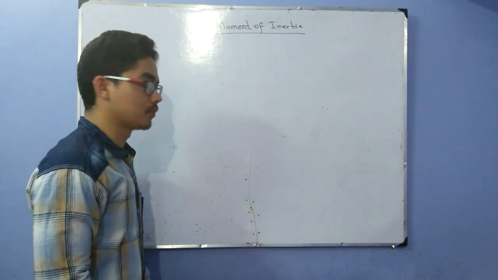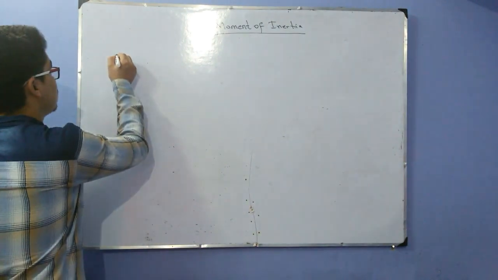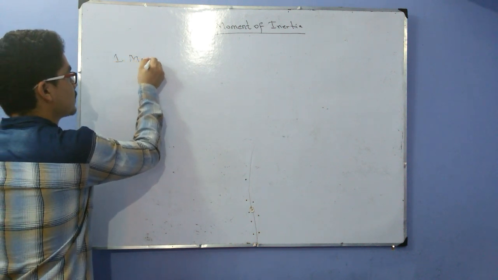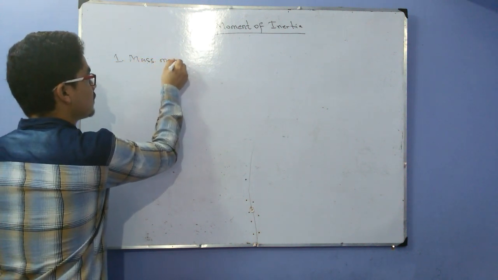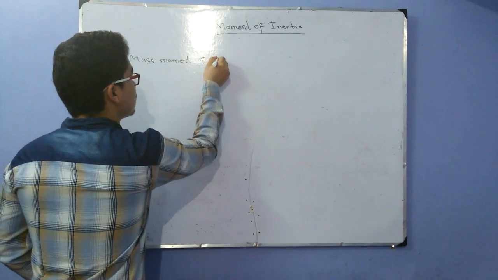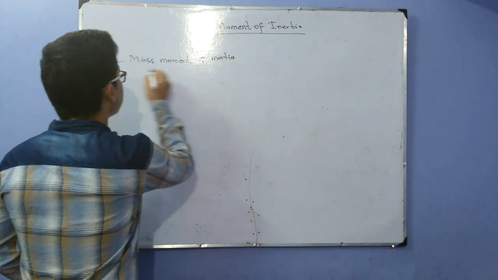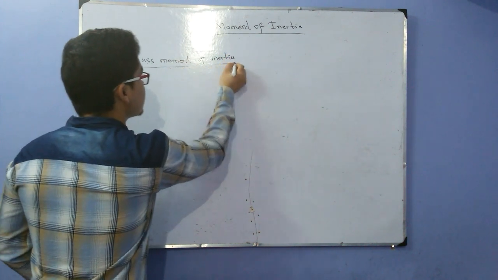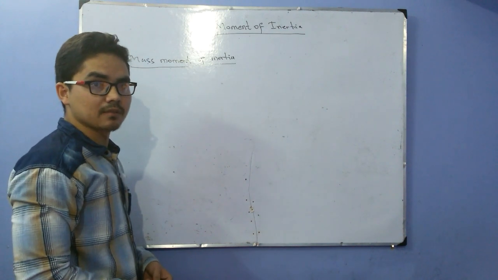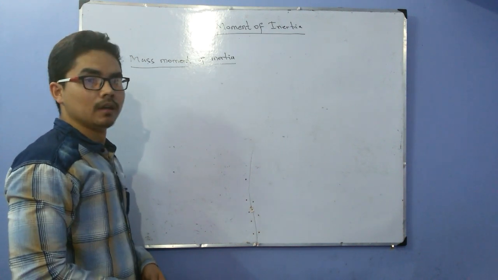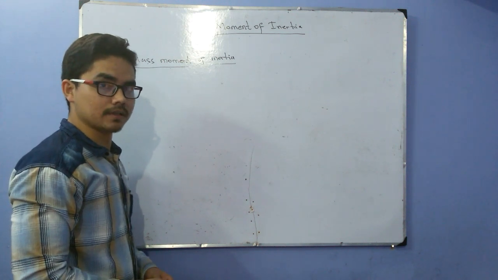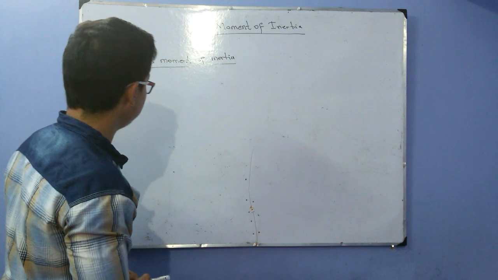The first type is the mass moment of inertia. In mass moment of inertia, the mass of each part of an object is multiplied with the perpendicular distance, and the perpendicular distance is squared.